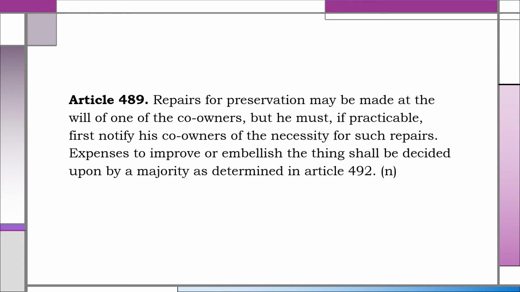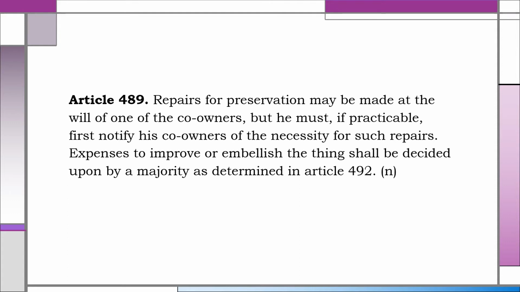Useful or ornamental expenses need a majority. Majority is computed not by counting heads but by majority of the controlling interest in the co-ownership. Can a co-owner go ahead with necessary repairs even against the opposition of all the rest? The answer is yes, because the negligence of the others should not prejudice him.